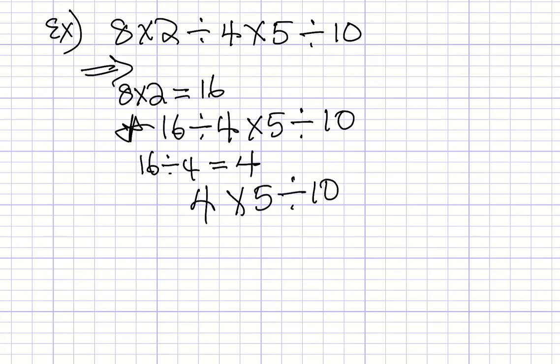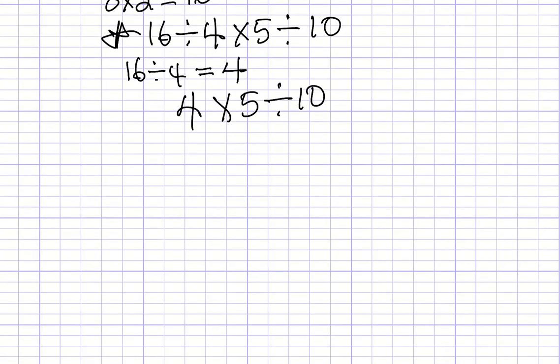And you keep doing the same thing from left to right. 4 times 5, and then you bring the division down right there. I'm sorry, 20 divided by 10 will give you 2. Okay, so that's how you do multiplication and division mixed in together. You have to go from left to right. If you don't do that, then you have the wrong solution.